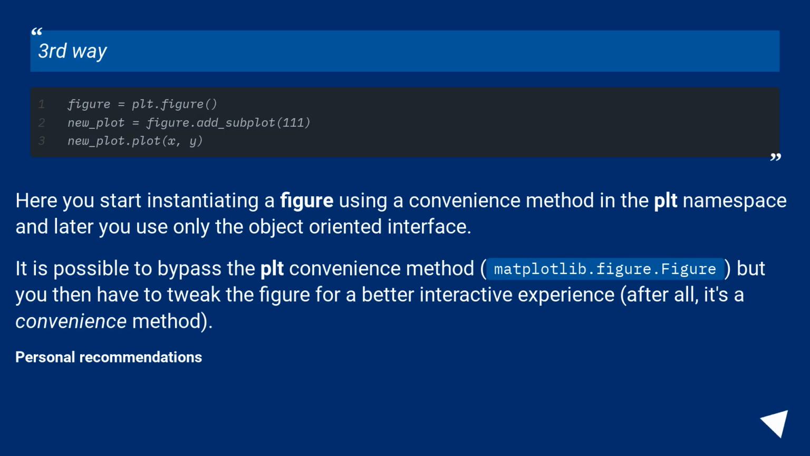Third way. Here you start by instantiating a figure using a convenience method in the PLT namespace, and later you use only the object-oriented interface. It is possible to bypass the PLT convenience method, matplotlib.figure.Figure, but you then have to tweak the figure for a better interactive experience. After all, it's a convenience method.